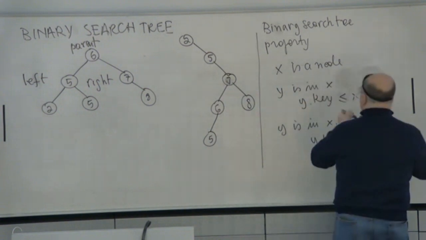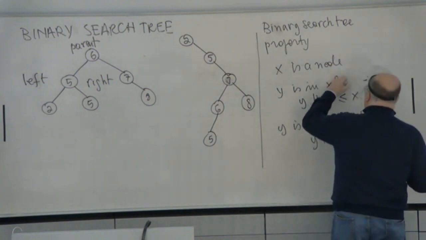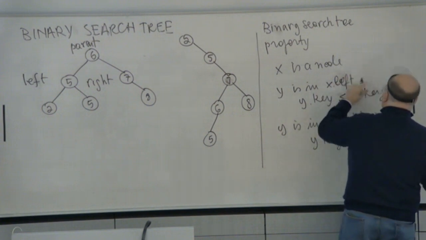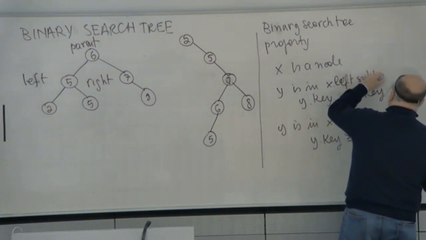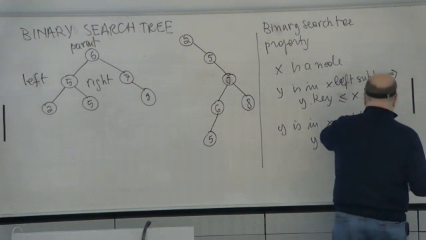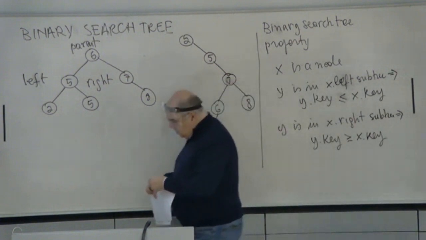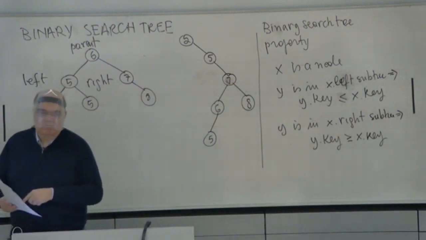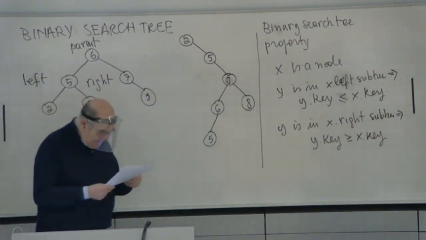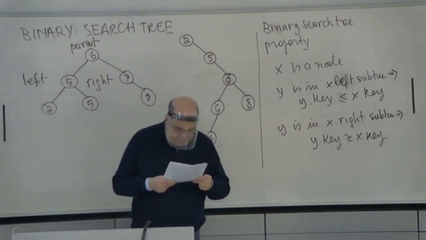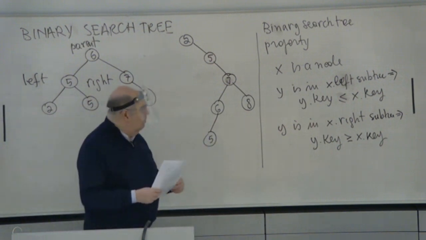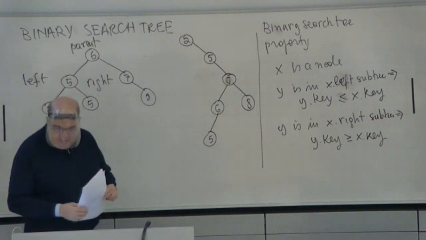So maybe I should be more clear, it is in the X left subtree, then this. So that is the defining property of a binary search tree.